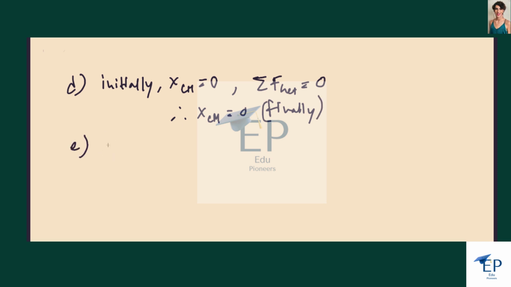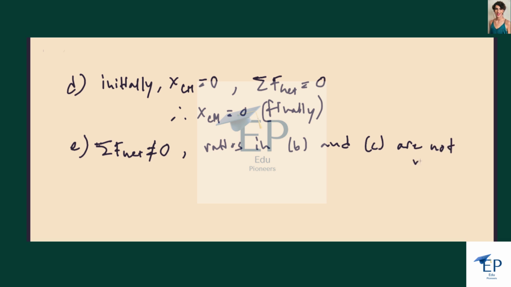In part E, what happens if there's a force of friction? If there's a force of friction, there will be a net external force, so it's not zero. So the ratios in parts B and C are not valid anymore. And then, of course, since the net force is non-zero, the center of mass is also non-zero, and that does change.